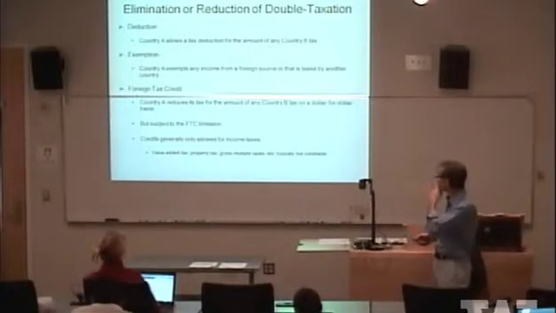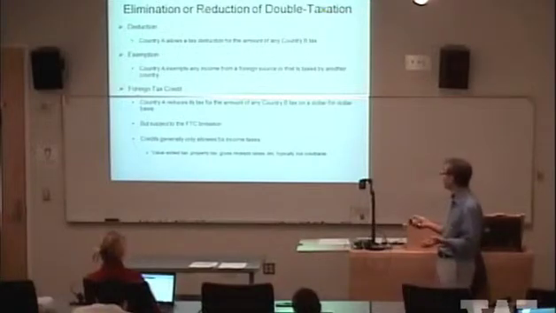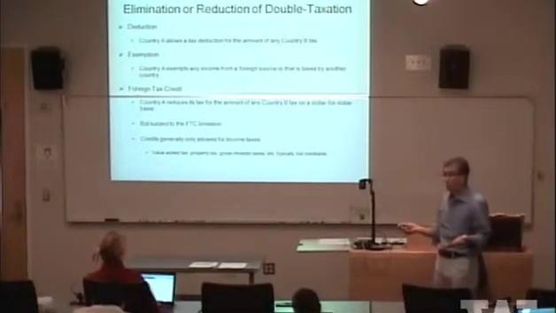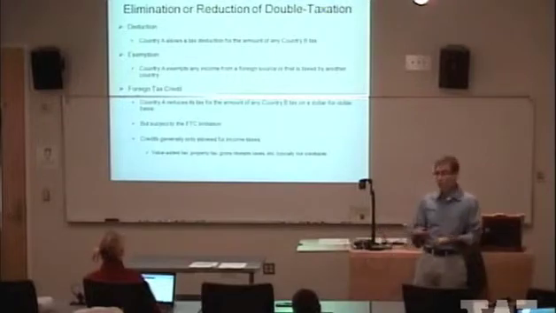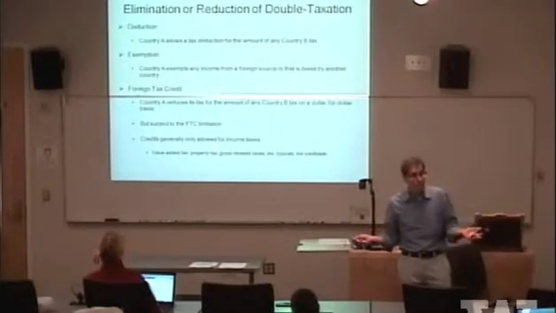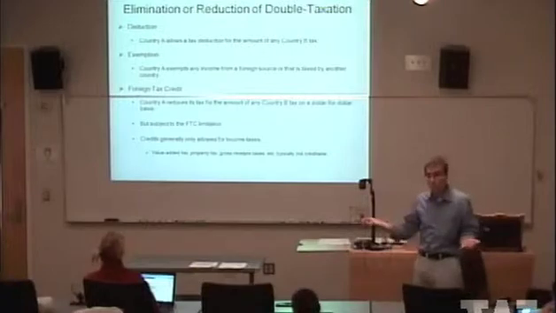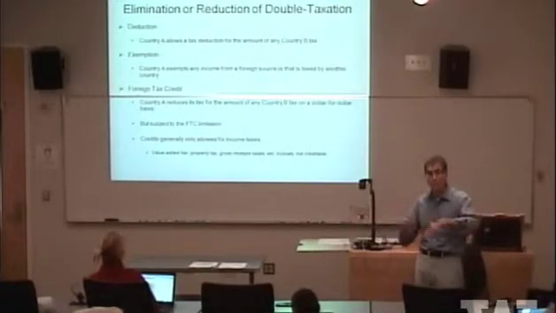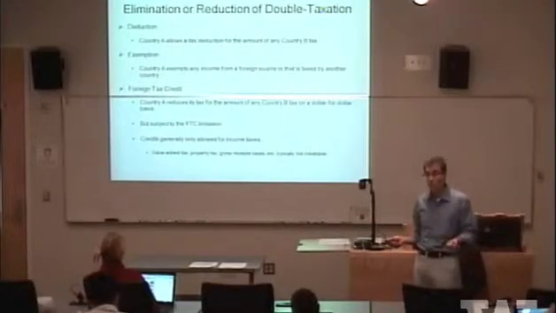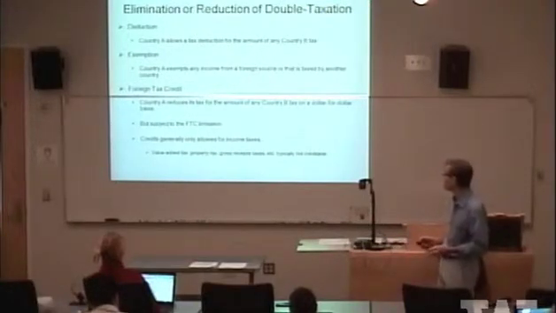Okay, the second is exemption. Country A just exempts any foreign source income, or defined categories of income, or income that's been taxed by another country, and just says, gee, we will not subject that to tax. Once you've been subjected to tax in the other country, that's it, no more tax in the home country. So there are countries that do that. And then, of course, the third is the foreign tax credit mechanism.